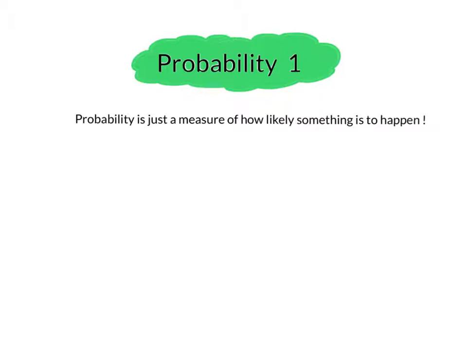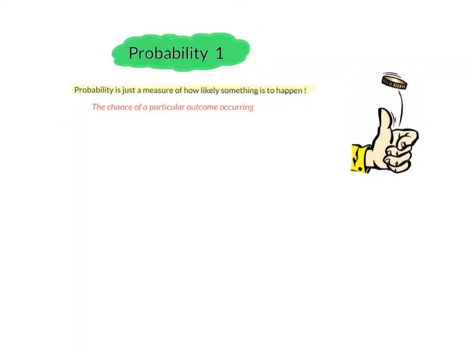In this video we're going to look at probability. Probability is just a measure of how likely something is to happen. In other words, the chance of a particular outcome. So for example, what are the chances of getting tails when we flip a coin? Well, there are two possibilities and there's one opportunity to get a tail.